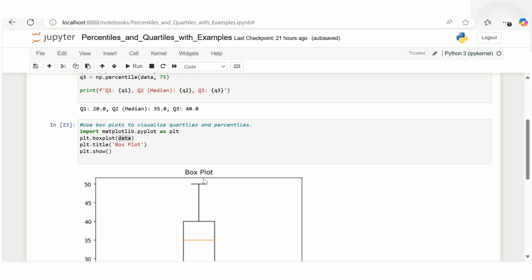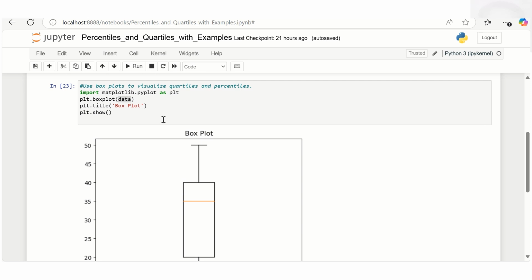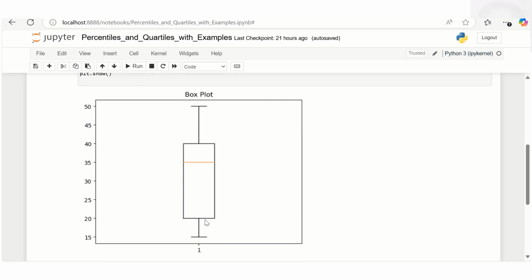Using a box plot, let's understand these quartiles. This is the code to generate the box plot. If you look here, Q1 is 20, Q2 is 35, this is the median, and Q3 is 40. This signifies that below Q3, below 40, I have 75% of the data. Below Q2, below 35, I have 50% of the data, and below 20, I have 25% of the data. That's how we interpret these values 20, 35 and 40, Q1, Q2, Q3.